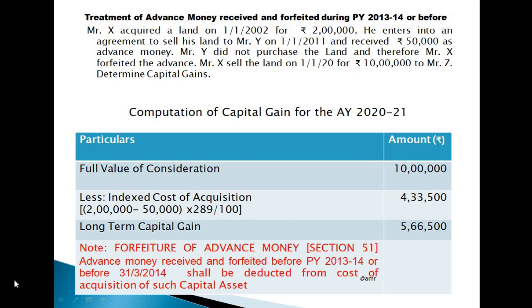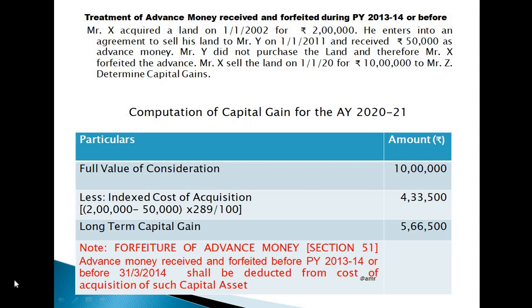It says that Mr. X acquired a land on 1/1/2002 for rupees 2 lakhs. Then he enters into an agreement to sell his land to Mr. Y on 1/10/2011 and receives rupees 50,000 as advance money. But Mr. Y did not purchase the land and therefore Mr. X forfeited the advance. Then Mr. X sells the land on 1/1/2020 for rupees 10 lakhs to Mr. Z. Then you have to determine the capital gains.